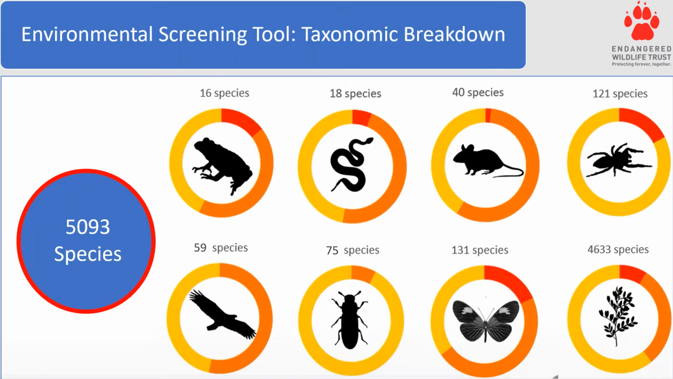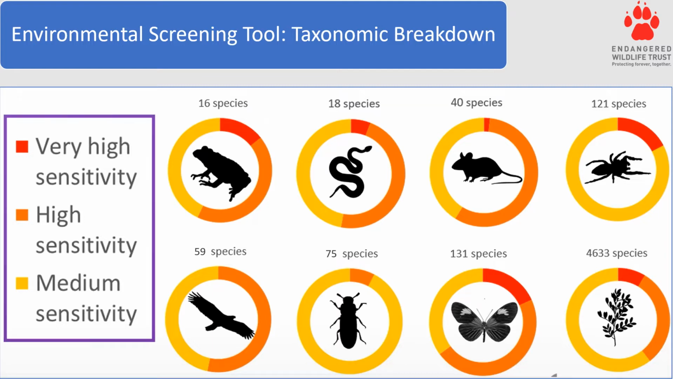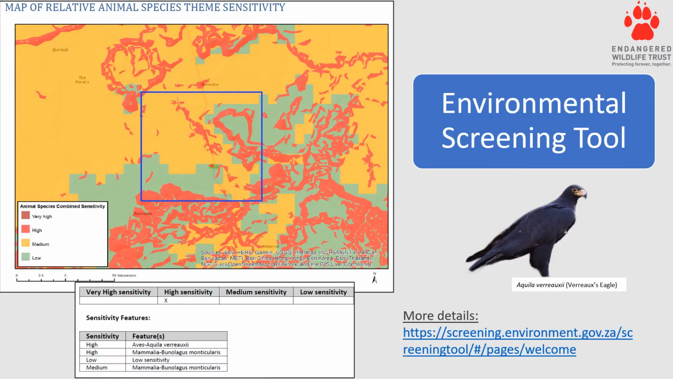Currently, the total number of taxa included in the screening tool amounts to some 460 animal species and over 4,600 plant species, with a breakdown per taxonomic group on screen. You may have noticed in the previous slide's infographic the different colors for each taxa. This is linked directly to one final aspect of the screening tool worth mentioning, its use of sensitivity levels. For the animal and plant layers, 4 sensitivity ratings exist: very high, high, medium, and low.